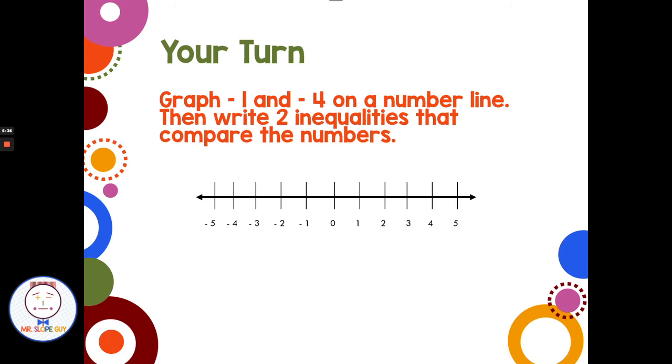All right, welcome back. So we should have 2 points on our number line. We should have one at -1, and one at -4. Then we need to write our two inequalities, one with greater than, one with less than. Well, by looking at the number line, I know -1 is bigger, and I know -4 is smaller, because -1 is to the right, -4 is to the left. So I could write down -4 is less than -1, and -1 is greater than -4.